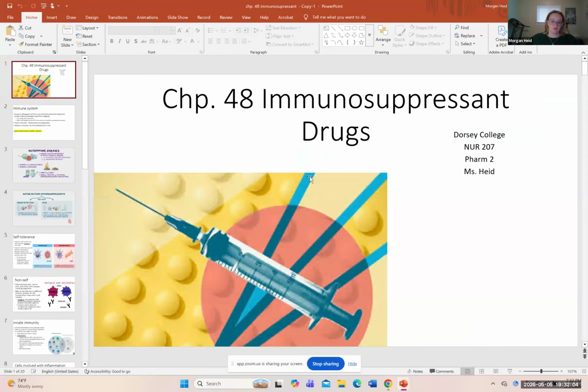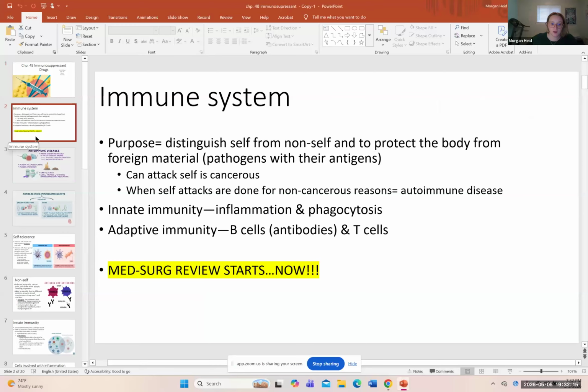Okay, so we're going to start with chapter 48. This will be on your test next week, along with the 3 chapters that we did last week. All right, so we're going to get right into it. These are going to be immunosuppressants.